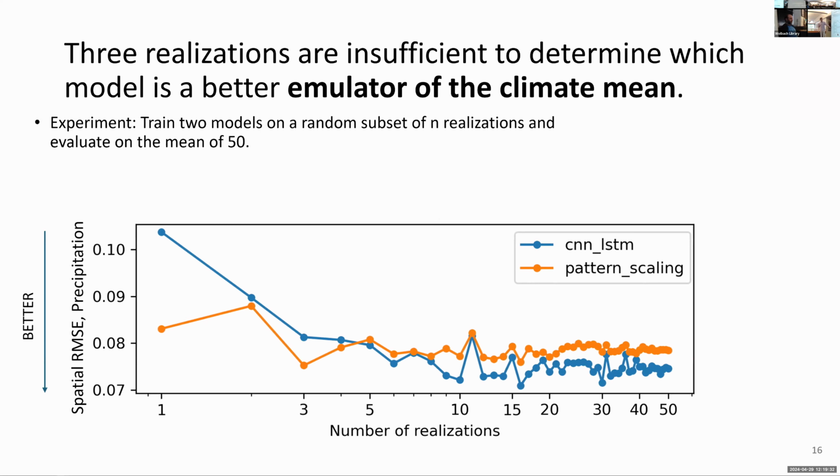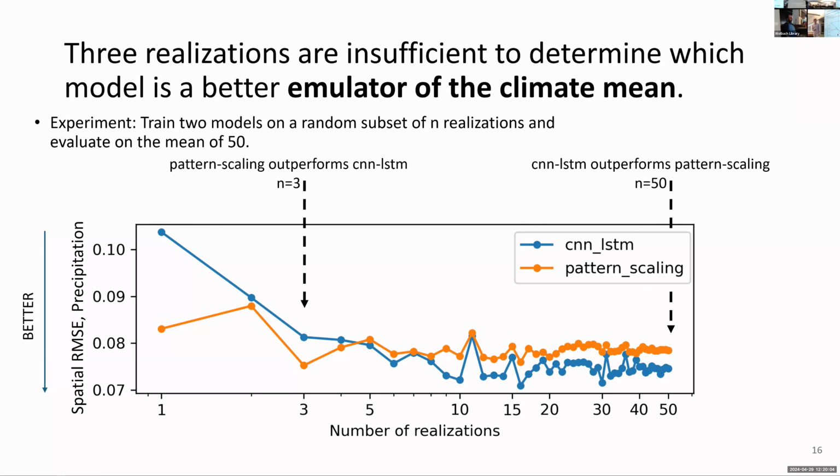And that is a very reasonable assumption that people say is generally true. Okay, lower means better now, and we can see what this results. So this is the root mean squared error over the number of realizations that we have in the train set. Lower means better, and we can see in blue that for the low number of realizations, in this case precipitation, indeed the CNN LSTM was better than the linear pattern scaling, but as we increase the number of realizations in our training data set, actually the signs flip, and then CNN LSTM is able to outperform the linear pattern scaling model again.